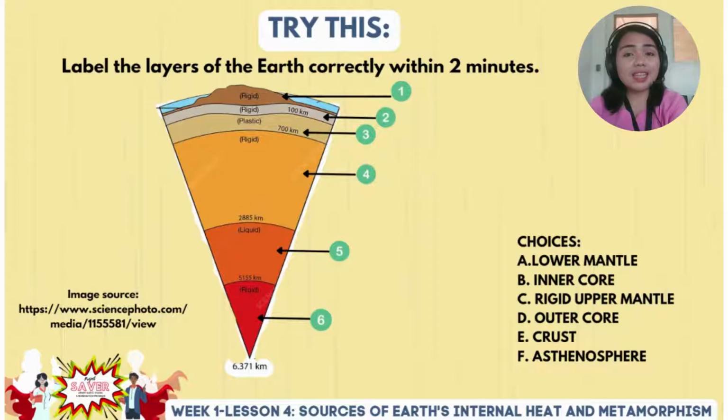Pero bago tayo pumunta sa ating lesson, let's test first the sharpness of your memory by trying this activity. All you have to do is to label the layers of the Earth correctly in 2 minutes. You have to get a piece of paper and write the letter of your answer based on the choices given. The timer starts now.